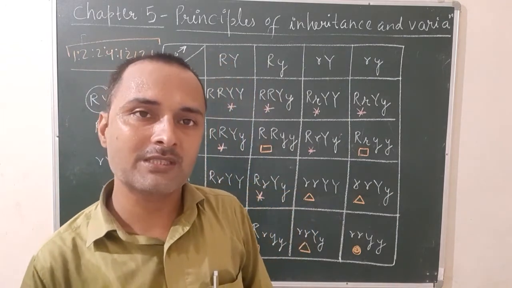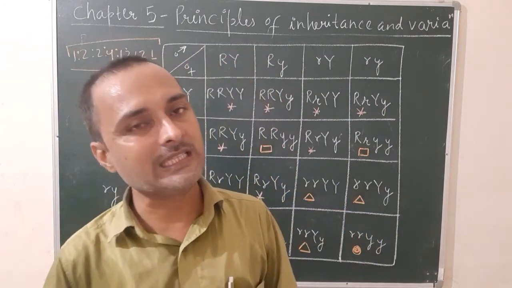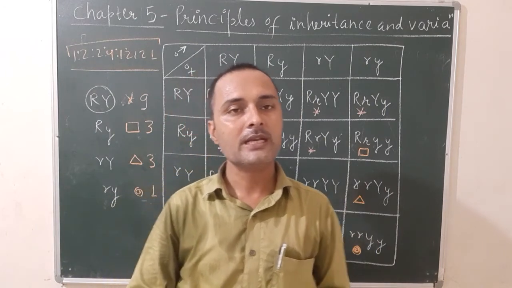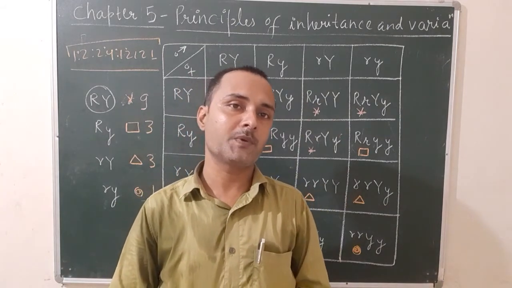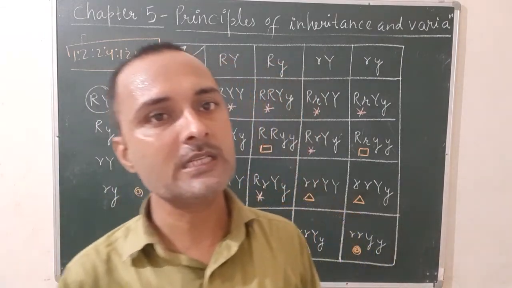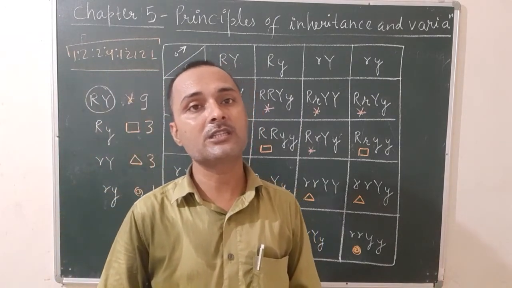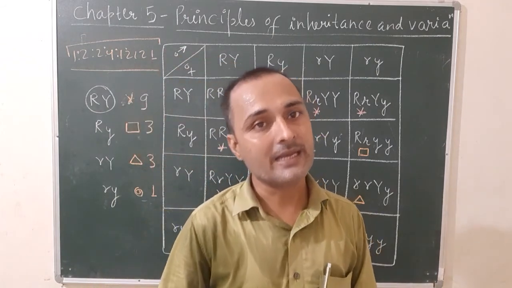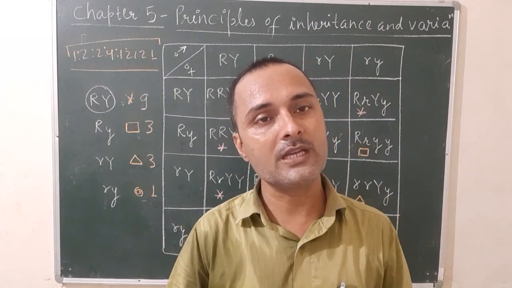So once again you have to revise Mendel's law of independent assortment. This law states that when a pair of traits occurs in a hybrid, that is the F1 progeny, the segregation of one pair is independent of the other pair of characters. In this experiment, Mendel took two traits, seed shape and seed color. Seed shape was round and wrinkled, and seed color was yellow and green. In the next class we will discuss the phenotypic and genotypic ratio once again.